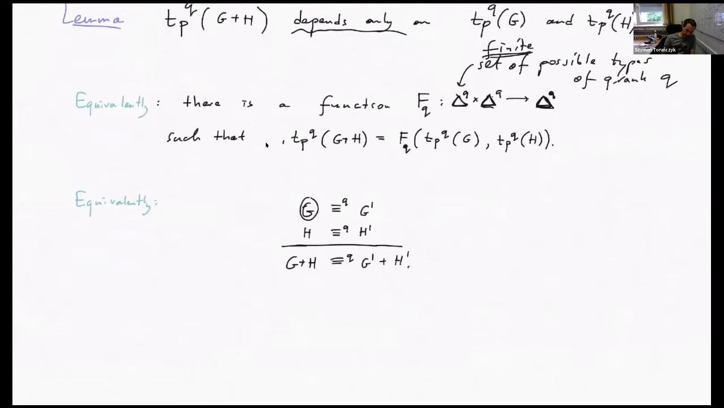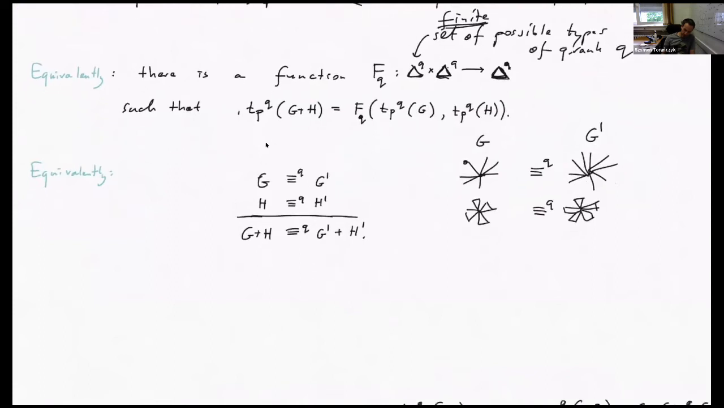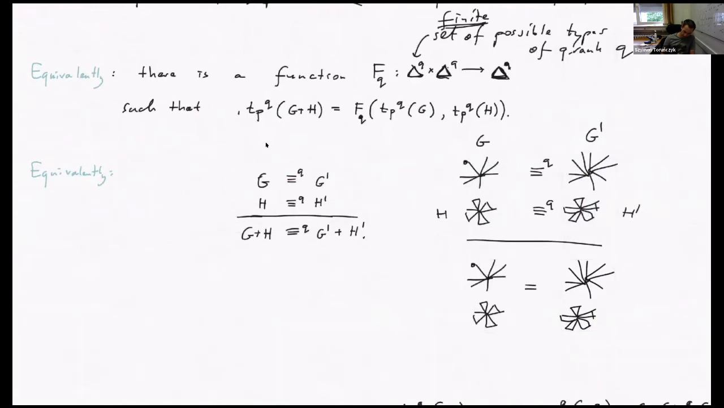Another way of phrasing this is the following: if you have two graphs G and G prime which have the same type, so they're very similar, and H and H prime have the same type. So let's say G is something like this, and G prime is something like this. So they are very similar. And then H and H prime are also very similar to each other. So maybe like this. They're quite similar to each other. Then it follows that the disjoint union of G and H is very similar to the disjoint union of G prime and H prime.